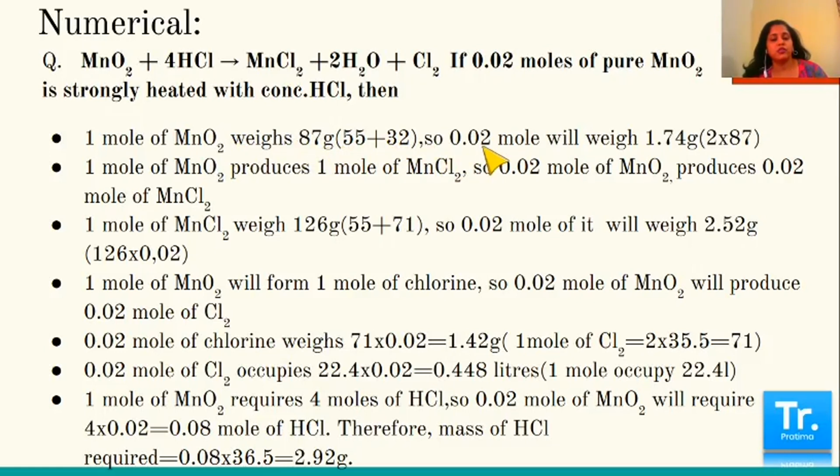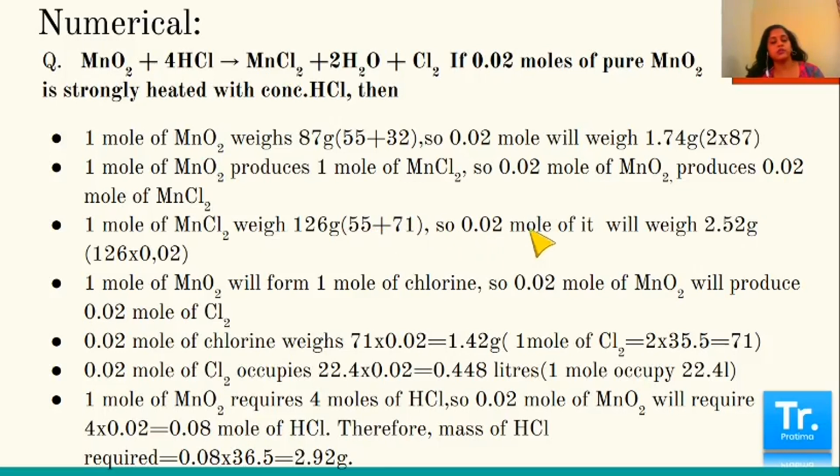Therefore 0.02 moles will weigh how much? This is 87 into 0.02, which is equal to 1.74 gram. I have shown it to you. You can calculate and write. Okay. If 1 mole of MnO2 produces 1 mole of MnCl2, see according to the equation, 1 mole and 1 mole. So 0.02 mole of MnO2 will produce 0.02 mole of MnCl2.